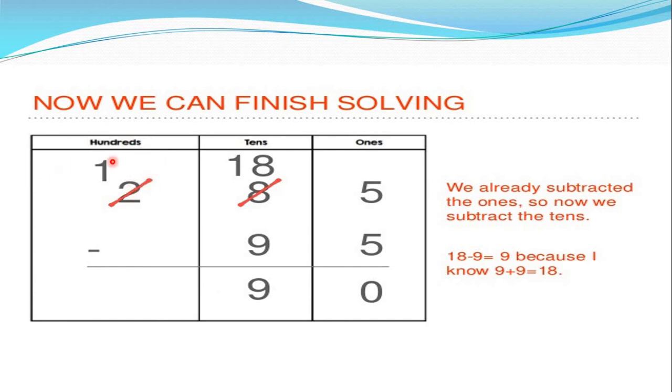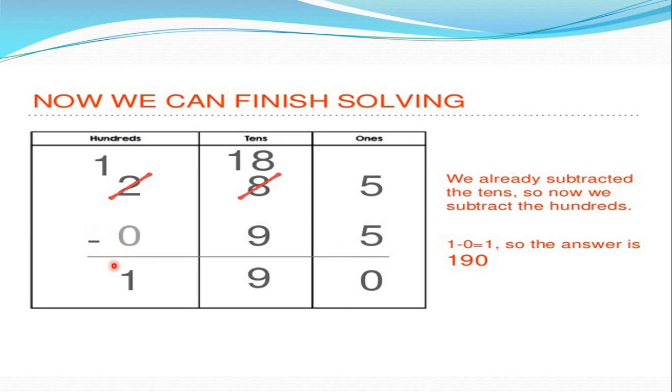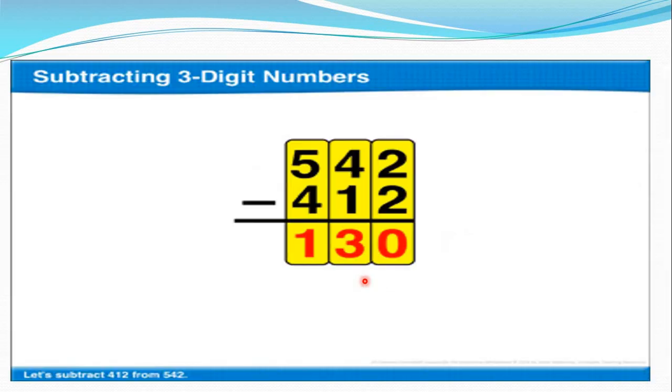And then what we have to do? Further, this 100 digit, I am cutting here and put the 1. Okay, and 1 minus, here no digit, so what are we writing here? 0. So 1 minus 0, how many left, students? 1. So the answer is what? 190. It is our answer. Okay, and then further subtracting a 3-digit number.